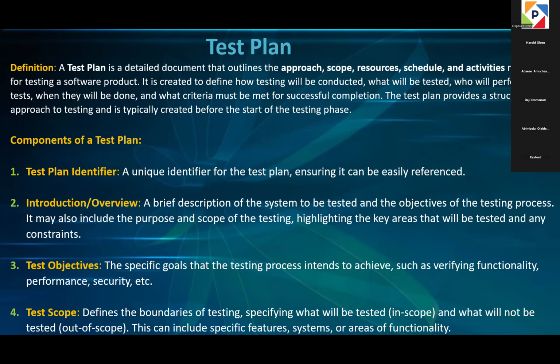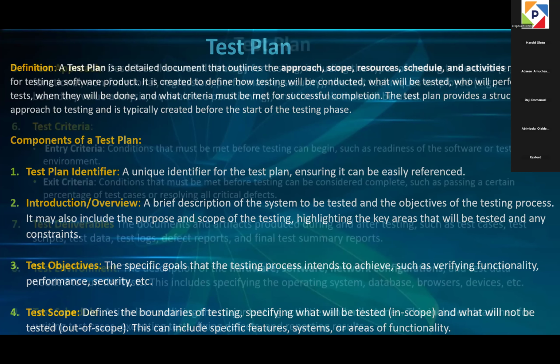We have the test objective component, which is the specific goals that the testing process intends to achieve, such as verifying functionality, performance, security, and so on. We also have the test scope, which defines the boundaries of testing, specifying what will be tested, that is in scope, and what will not be tested, which is out of scope. This can include specific features, systems, or areas of functionality.